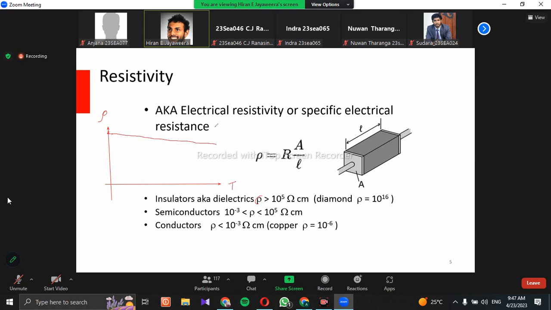Right? So that's a property. Then in case of semiconductors, resistivity is slightly lower than that. For the semiconductor also, when you increase the temperature, resistivity is decreasing. This is insulators, sorry, this is for the insulators, and this is for the semiconductors.